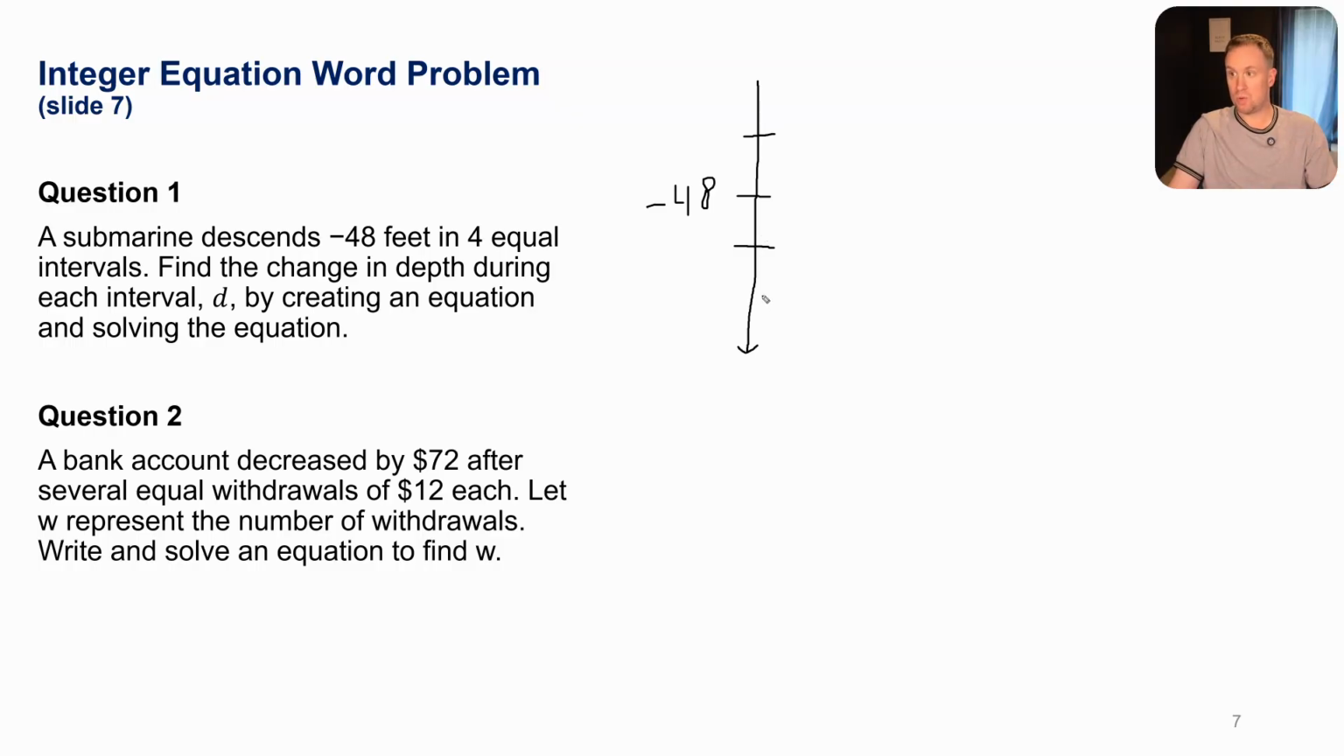Okay, so what we need to do is represent the d variable as each of these intervals. So there's a d variable, and another d variable, so there's 4 in total. If I was to rewrite my equation, this would be 4d, and each of these then equals negative 48 feet in total here. Okay, so this is our equation. 4d, the d represents each interval, equals negative 48. Now solving this equation will allow us to see what each different interval happens to be.